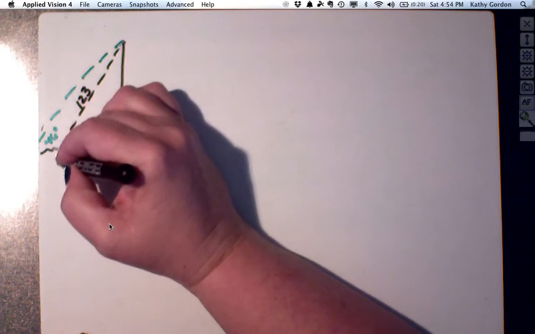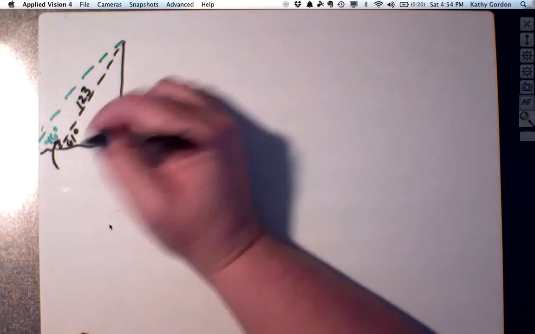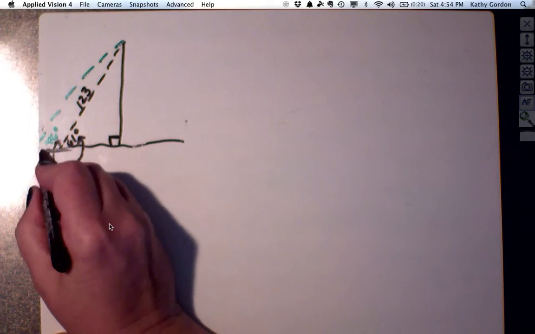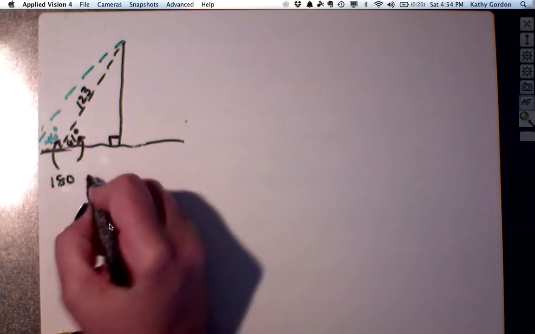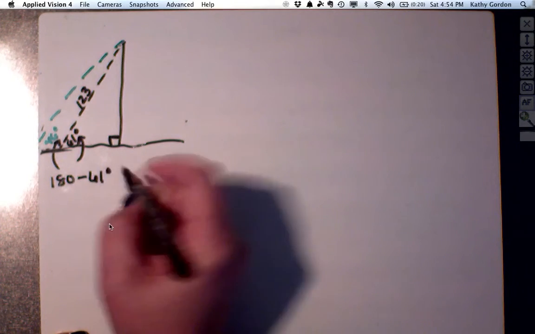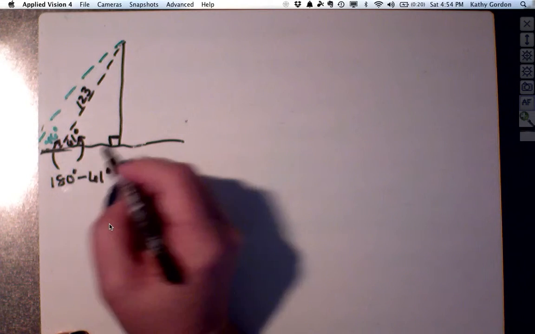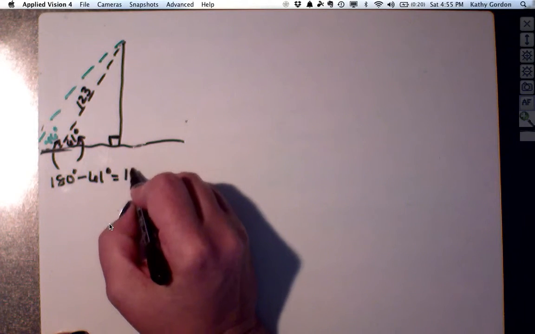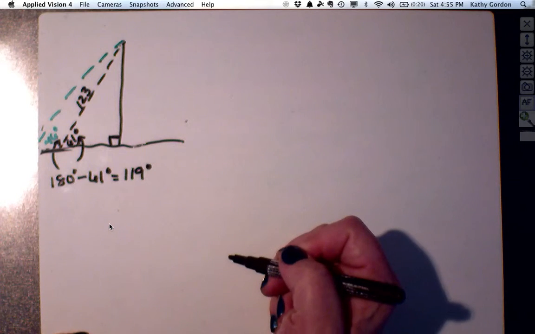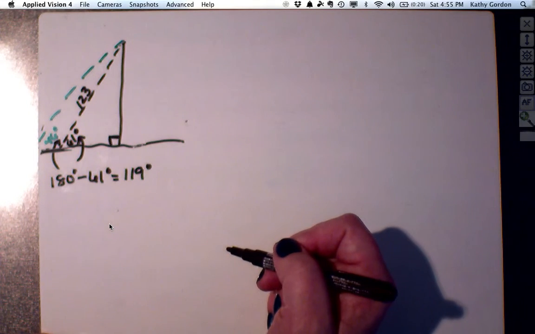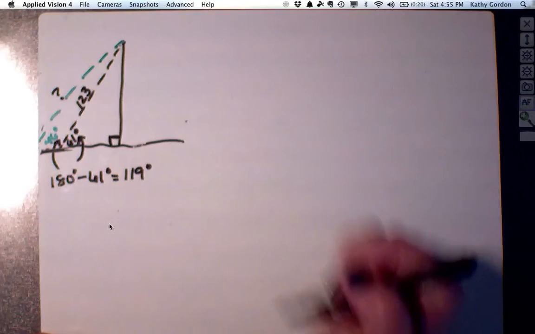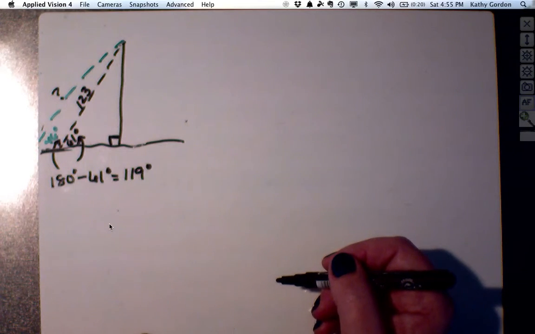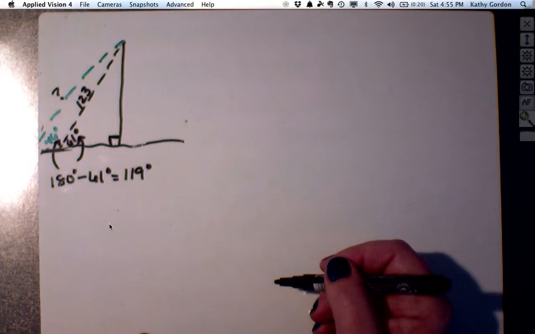Now what we have to do is figure out this angle right here, because what we know is this one. But I hope you remember that a straight line makes a 180 degree angle. So if I subtract the 61 from 180, then we're going to get a 119 degree angle. And so what I'm trying to find then is this. Now in this case, we don't necessarily have to solve the entire triangle. We just have to solve enough of it to find the missing piece.